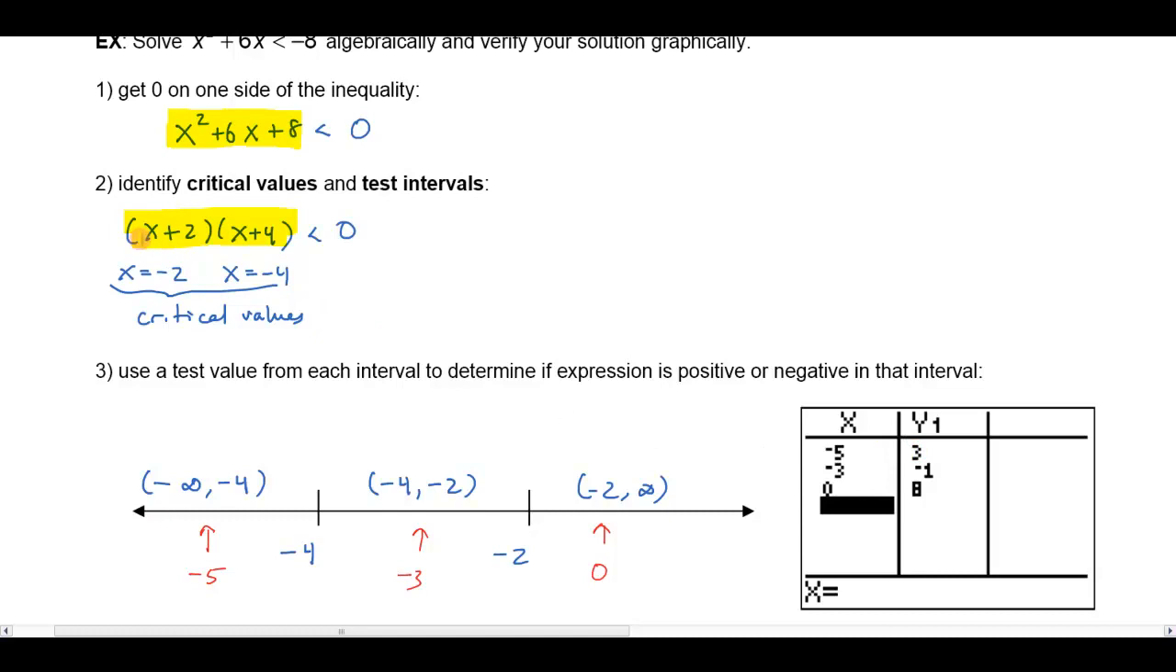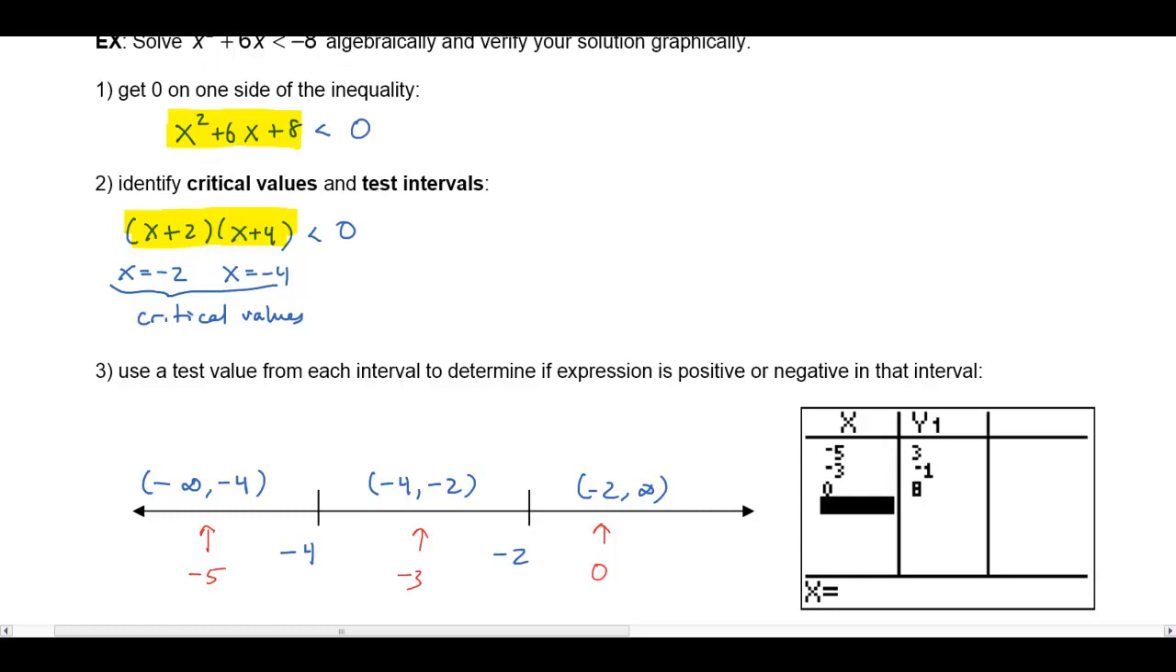You might notice also that you could plug it in down here. -5 plus 2 is -3, and -5 plus 4 is -1, so -3 times -1 is 3. That might be easier if you're doing it by hand.